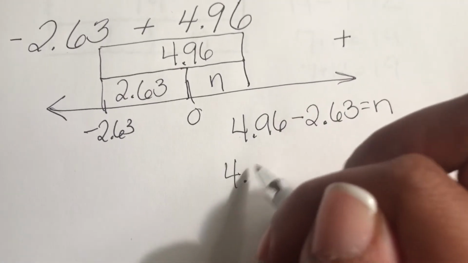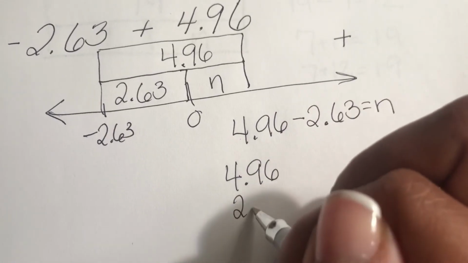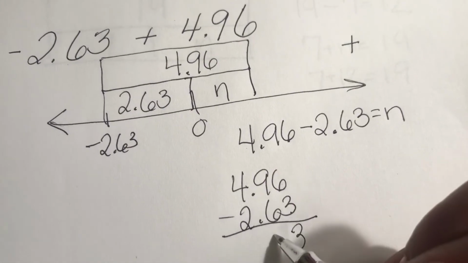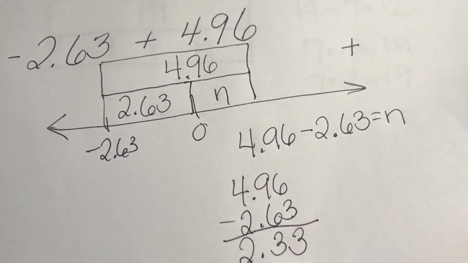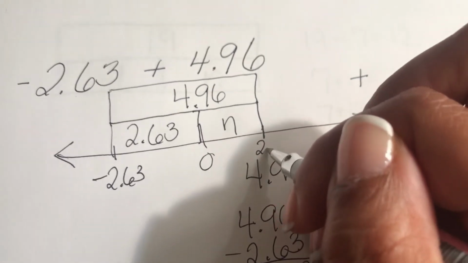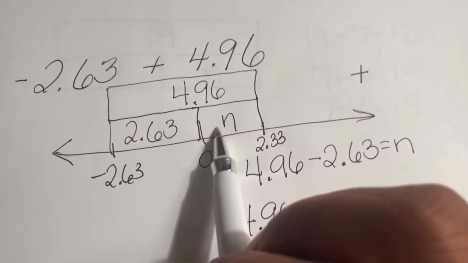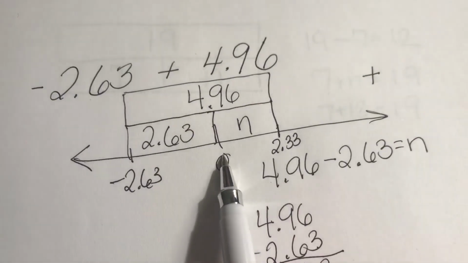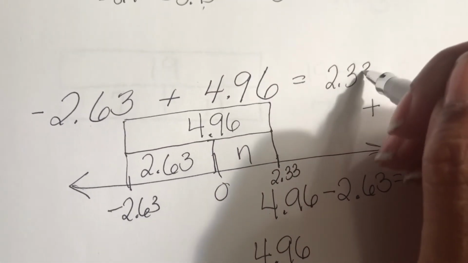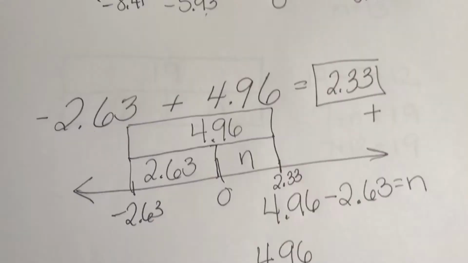For those who like stacking, which I don't mind at all, so I can just see my math. I get 2 and 33 hundredths. So that's where this number ends, at 2 and 33 hundredths. That's what this part is right here. And being that it's to the right of 0, I know it has to be a positive 2 and 33 hundredths.